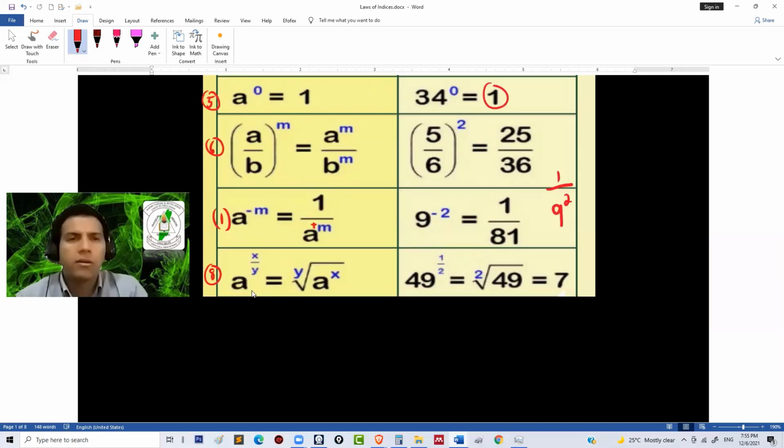9 squared is 81. The last scenario here is when the power is a fraction. The numerator of the fraction is the power. The denominator is the root. So x will be the power inside and y is the root of that value. So if we have 49 raised to the power of 1/2, 1 is the power and 2 is the root. So we are doing the square root of 49, which is 7. So these are the laws of indices that we'll be covering at this moment.